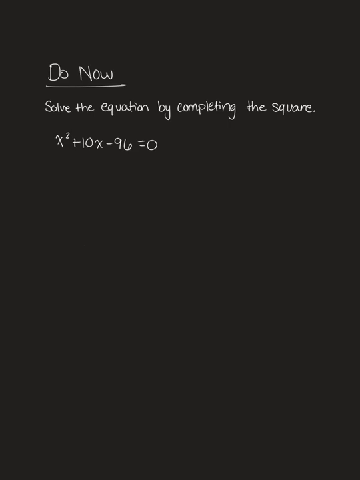So we need to solve the equation by completing the square. So first thing is we have to move the 96 to the other side. So we are going to add it to both sides. That gives us x squared plus 10x is equal to 96.